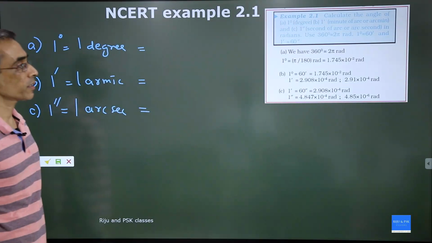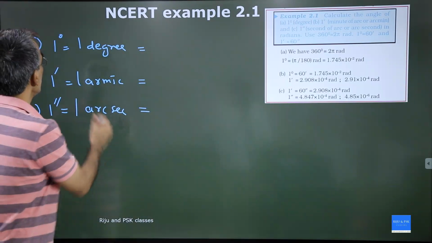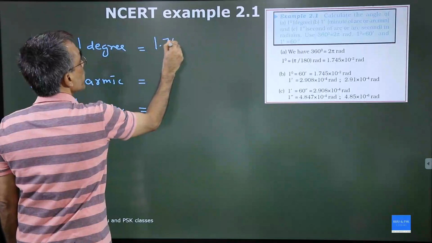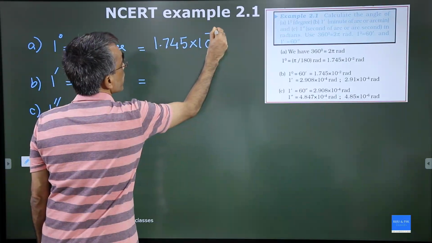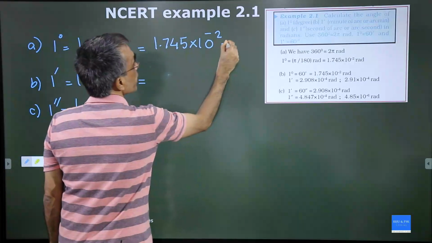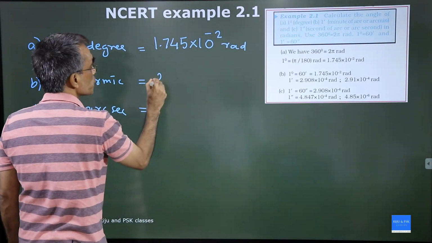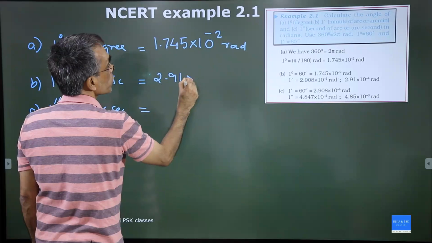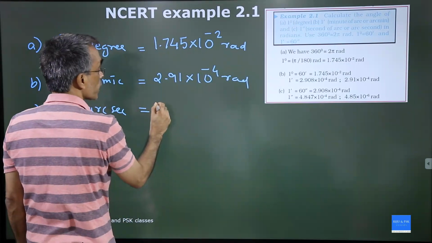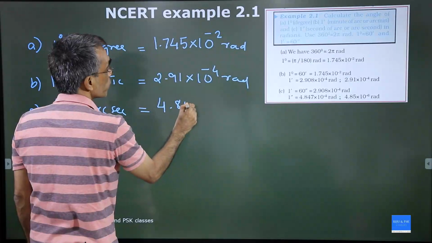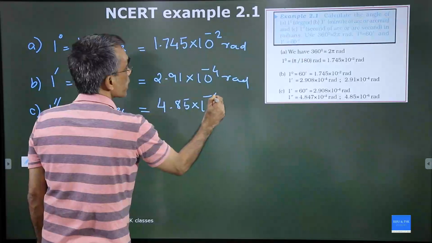We need to calculate it, and I have done this previously, and we know this is nothing but 1.745. You should tell me minus what? Minus 2 radian, and this is 2.91 into 10 to the power minus 4 radian. Third one, 4.85 into 10 to the power minus 6 radian.